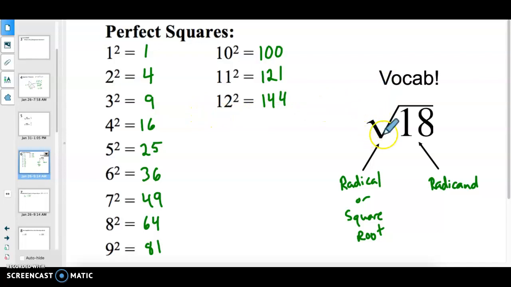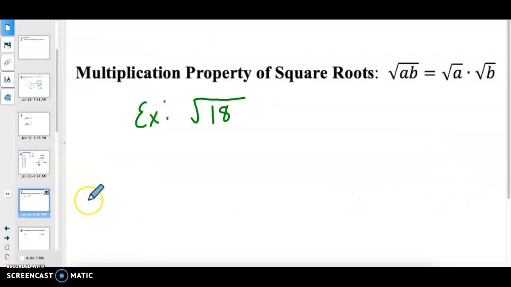Quick vocab. This symbol is called a square root, or it's called a radical. So frequently you'll hear me call it a radical. And the number inside of a radical is called the radicand. So the first thing we're going to do with square roots is learn how to simplify them. So we have the square root of 18. We want to do something with it.